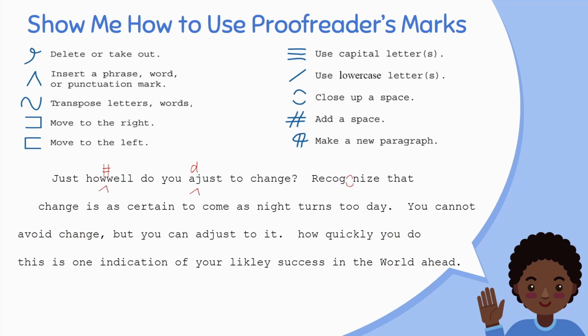In the second line, there are 2 errors. Do you see them? Good job! The first error is move to the left. The second error is delete the letter O. In the third line, there is 1 error. Do you see it? Good job! The correction is uppercase the letter H.